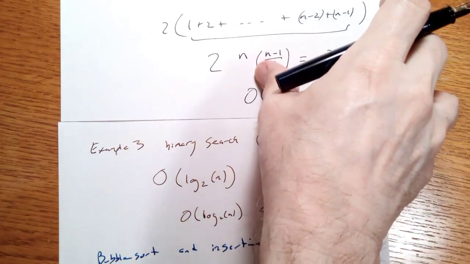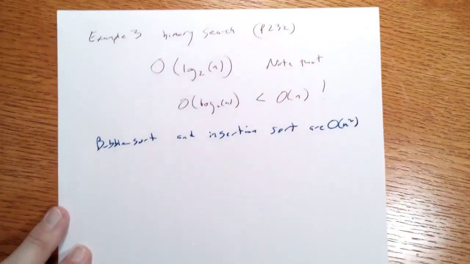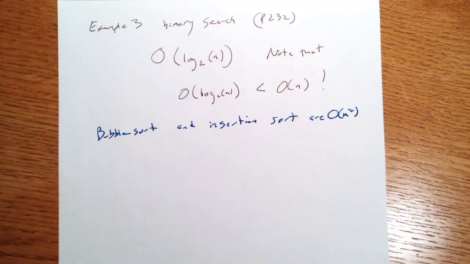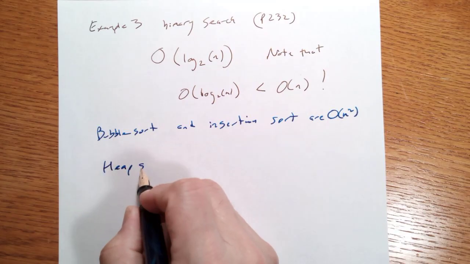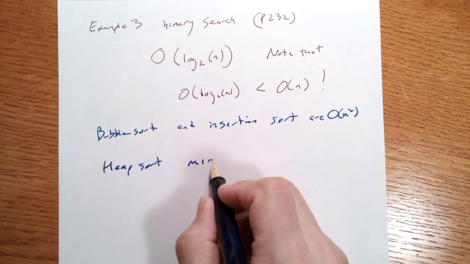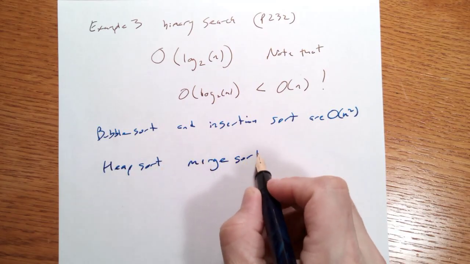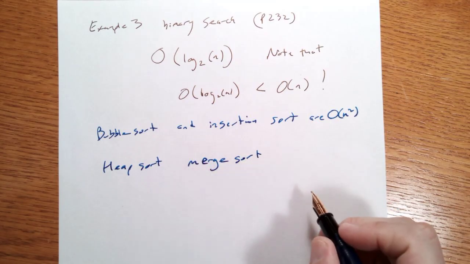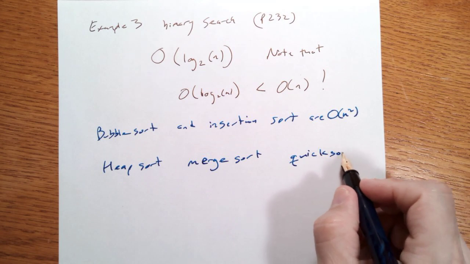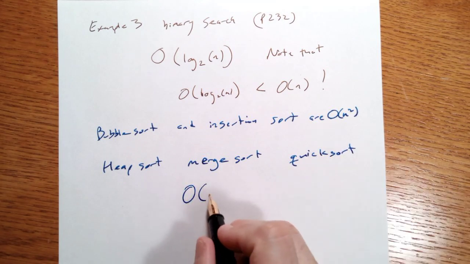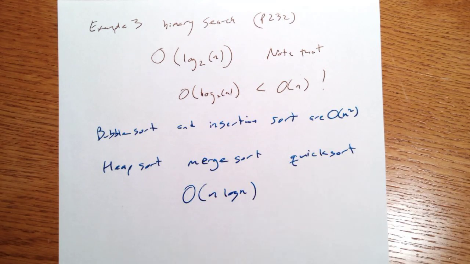However, there are other algorithms that can make faster sorts. Things like the heap sort, or the merge sort, or the quick sort. Those are big O of n log n, which are faster.